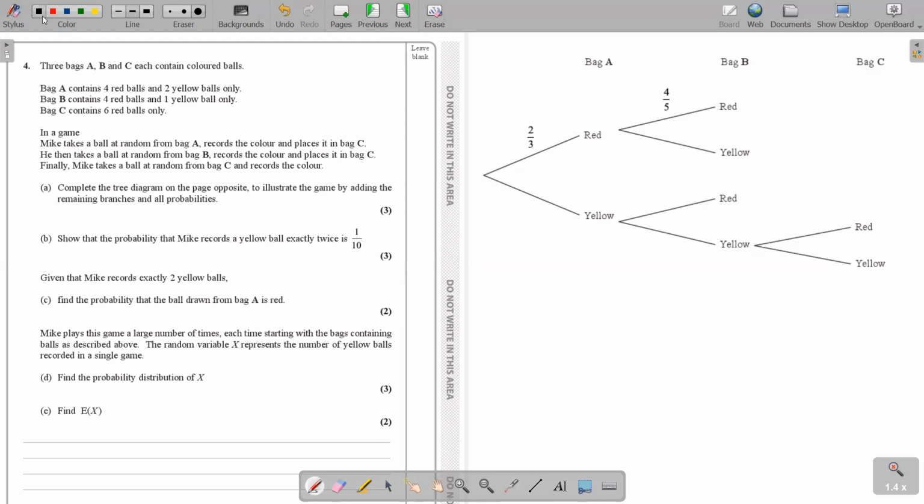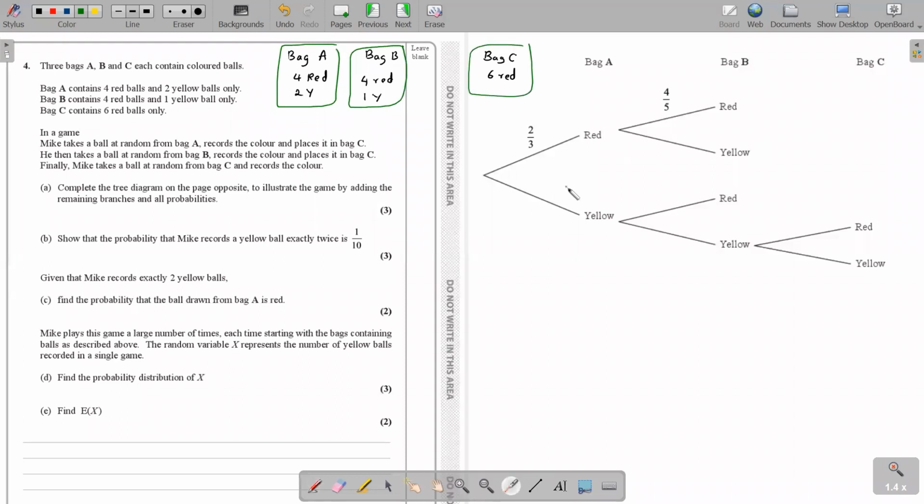Now they are saying again, so you have 3 bags. Bag A has 4 red and 2 yellow. Bag B has 4 red and 1 yellow. Bag C has what? Bag C has 6 red only. Okay, do you see what's going on here? So have an idea what's going on.